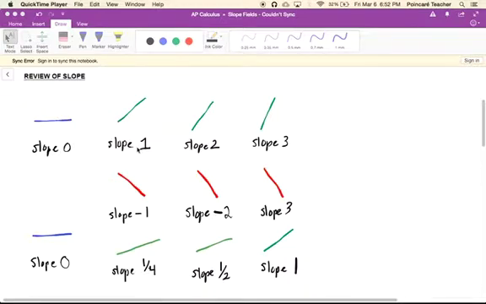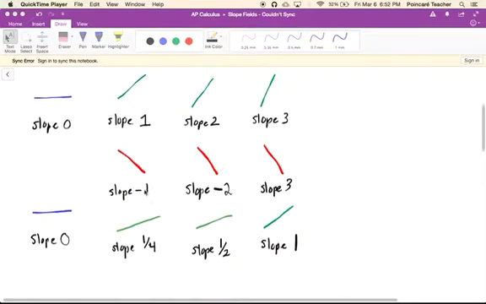So this is a slope of 1, and a line with slope of 2 would be steeper than a line with a slope of 1. And similarly, a line with a slope of 3 will have a steepness that's greater than the previous one for 2. And if the slope is negative, then it will just be decreasing from left to right, but it will have the same steepness as the positive version.